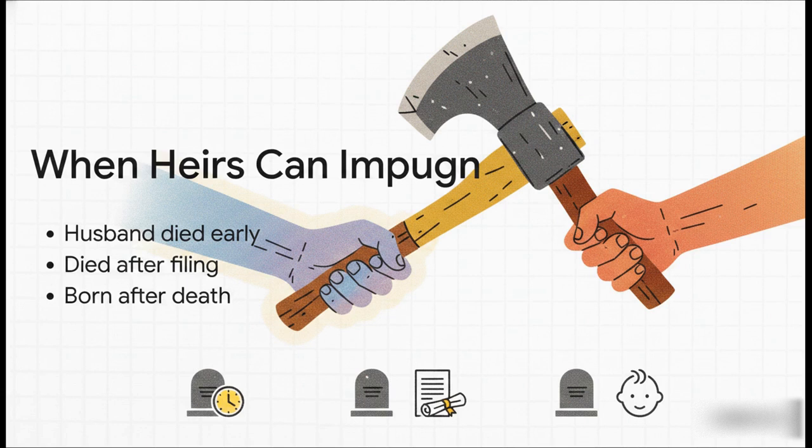1, the husband died before his 1, 2, or 3-year period expired. 2, he filed the complaint but died before finishing it. Or 3, the child was born after the husband's death. If it's not one of those 3, the heirs have absolutely no standing.